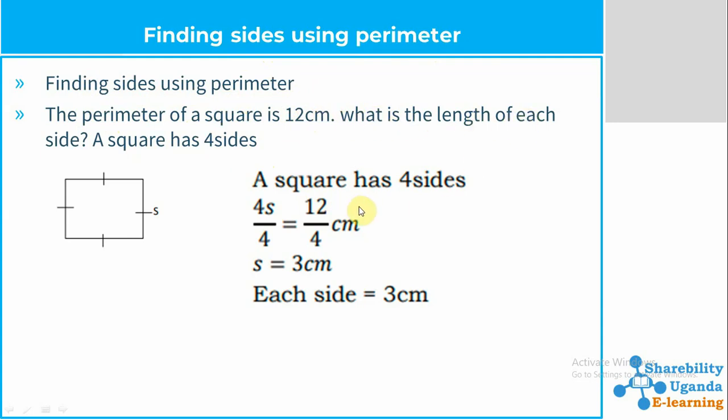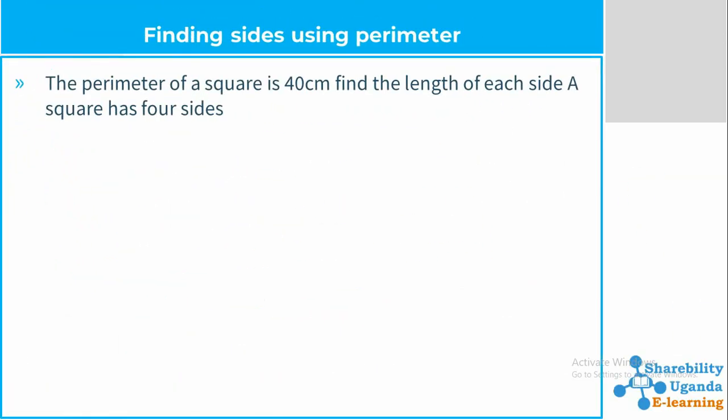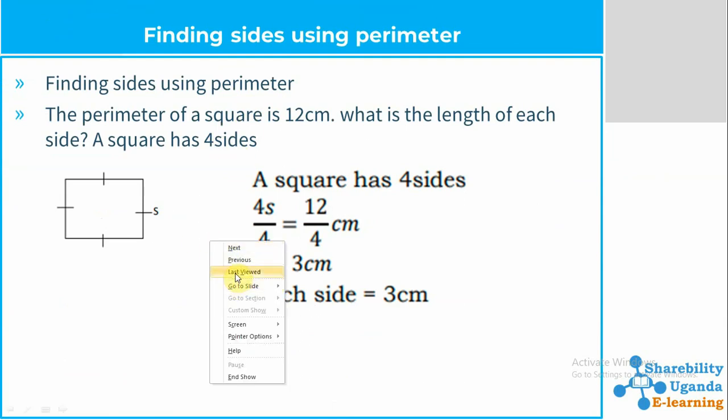As you can see how it has been given here, they are saying the perimeter of a square. They have already given us the perimeter of that square, so they only want us to find the sides. So how do you come about finding the sides? One, we should know the sides of a square.